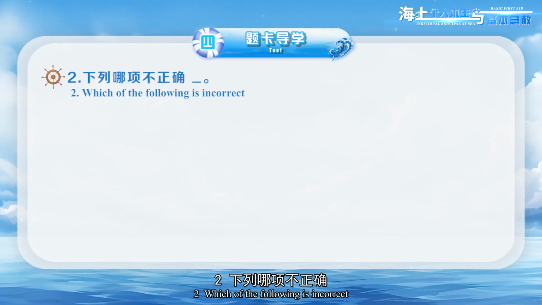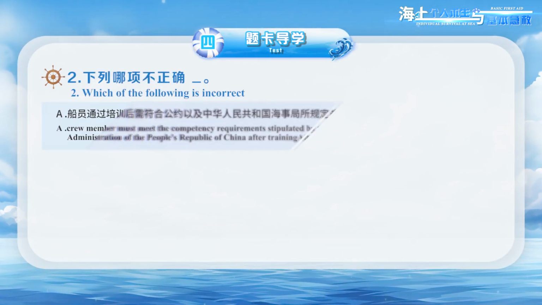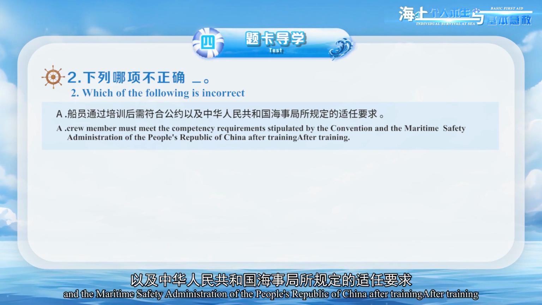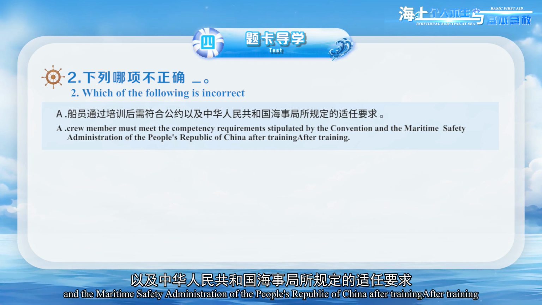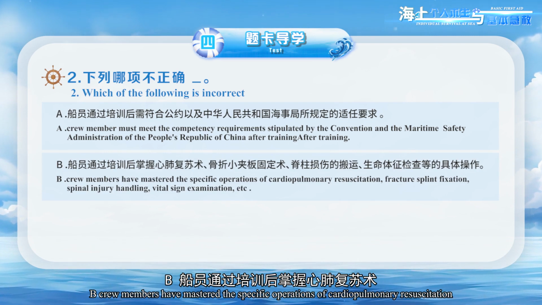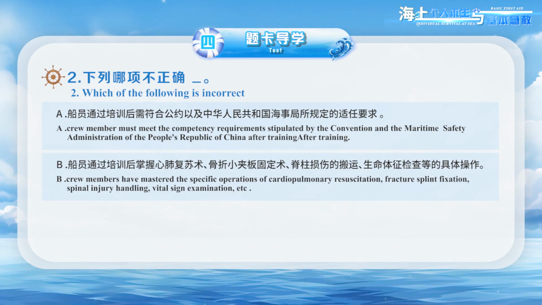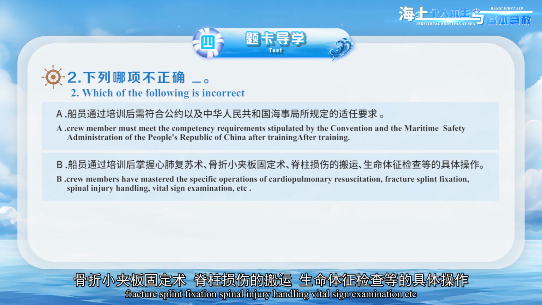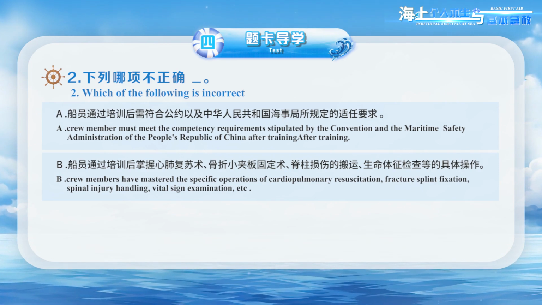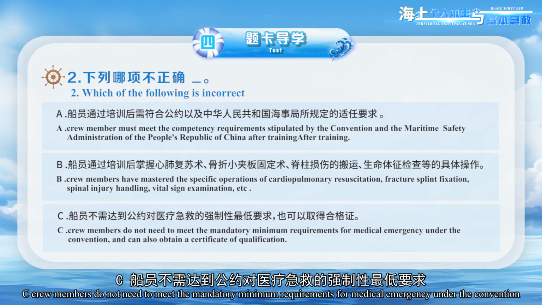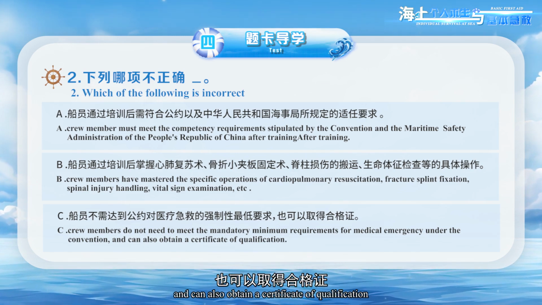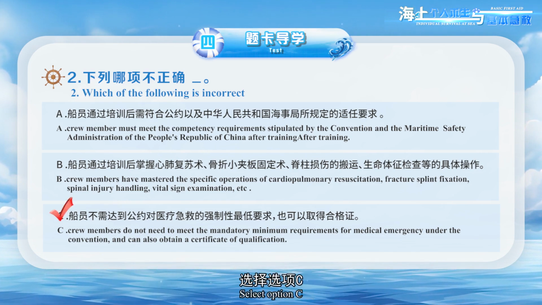2. Which of the following is incorrect? A. A crew member must meet the competency requirements stipulated by the Convention and the Maritime Safety Administration of the People's Republic of China after training. B. The crew members have mastered the specific operations of cardiopulmonary resuscitation, fracture splint fixation, spinal injury handling, vital sign examination, etc. C. Crew members do not need to meet the mandatory minimum requirements for medical emergency under the Convention and can also obtain a certificate of qualification. Select option C.